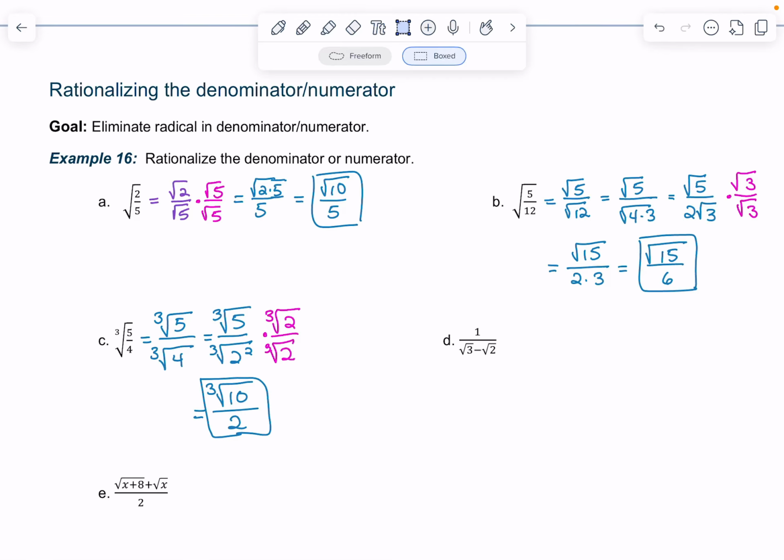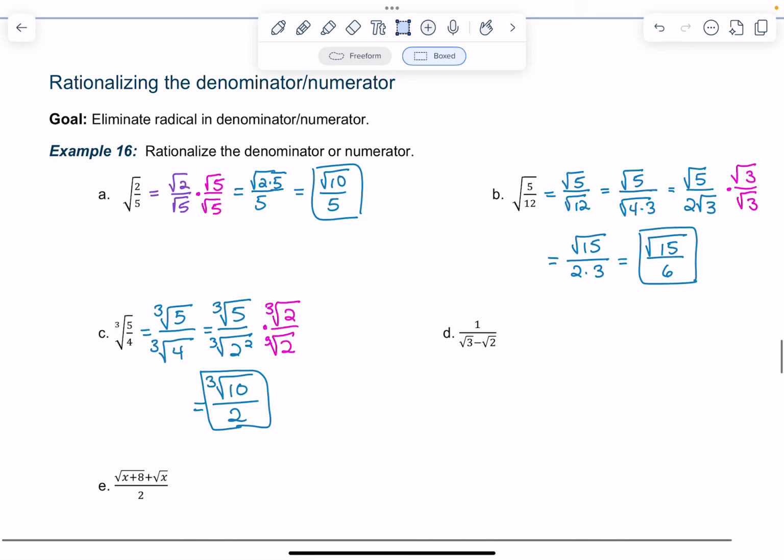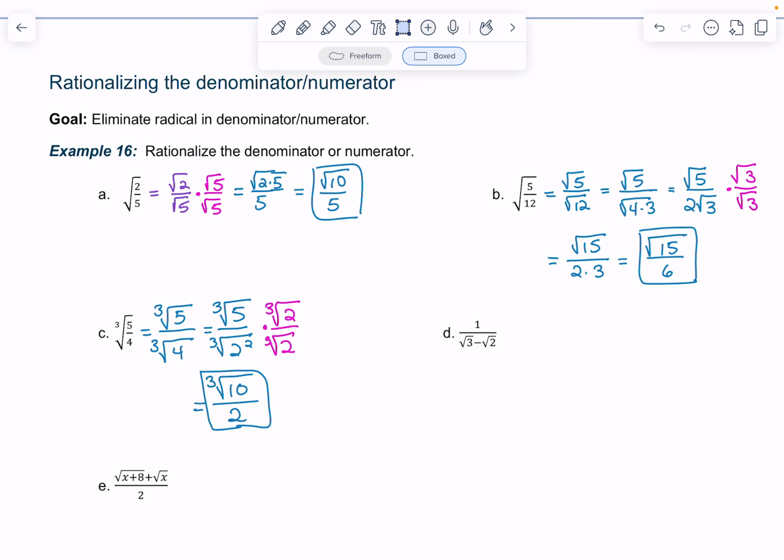Hello there. I wanted to talk real quick about rationalizing numerators and denominators if we have an addition or a subtraction in the numerator or denominator. Again, our goal here is to get rid of the radical in the denominator or numerator. This is most common for the denominator, but when we get to calculus, we do see that we use it sometimes in the numerator too. So let's take a look.